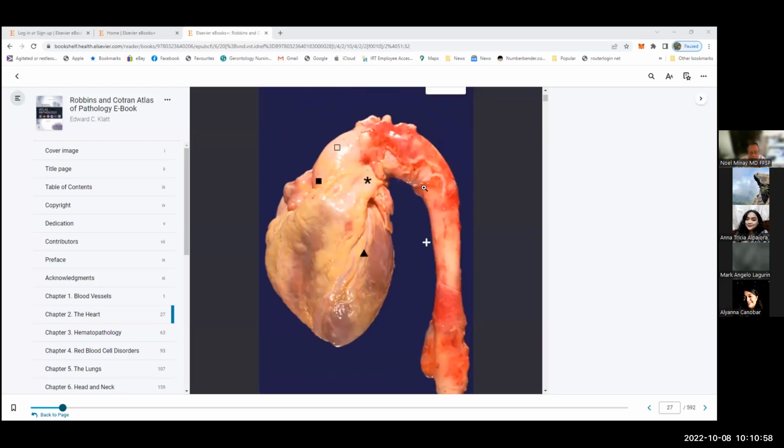Ito yung thoracic aorta. Ito yung area na nagkaroon ng leak doon sa kaso ng isang flight attendant during the year 2021 yata, 2022. Natandaan ba ninyo yun? Yung flight attendant?